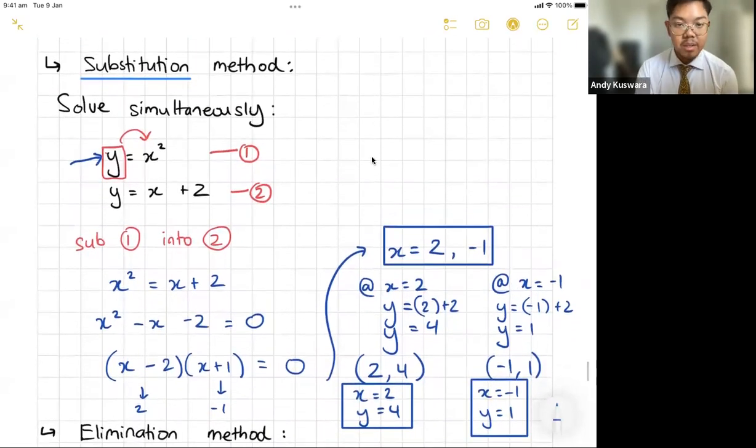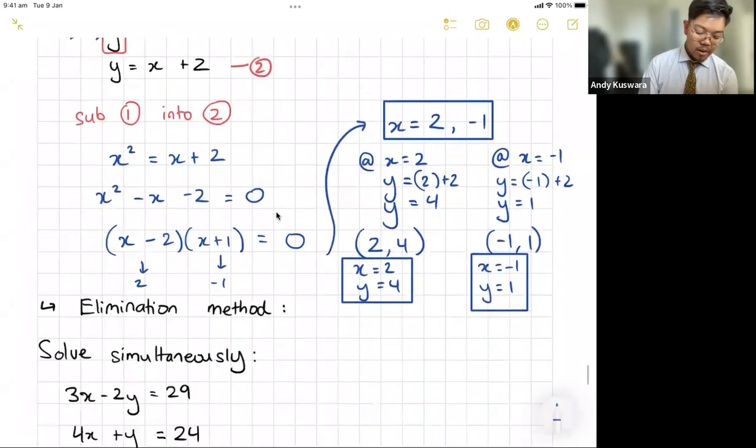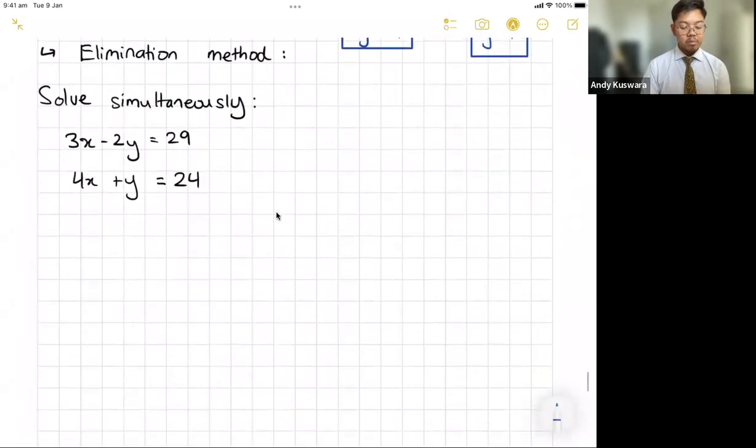Okay, so it just means that these two equations would both work if x equals 2 and y equals 4. Both of these would work, and it will also work for x equals -1 and y equals -1 for that one. Okay, now the other method is the elimination method.